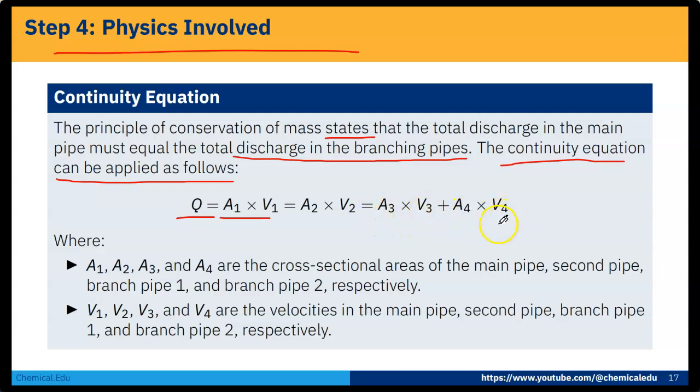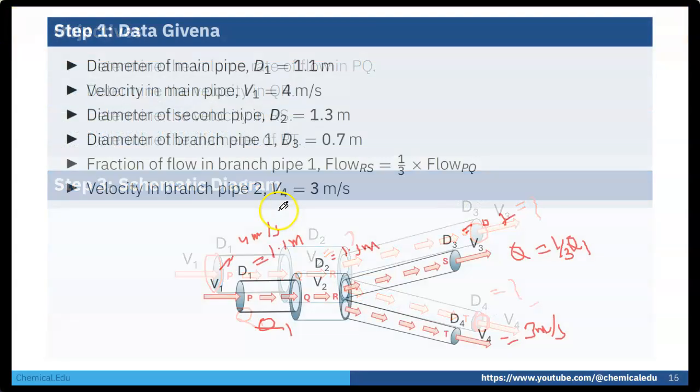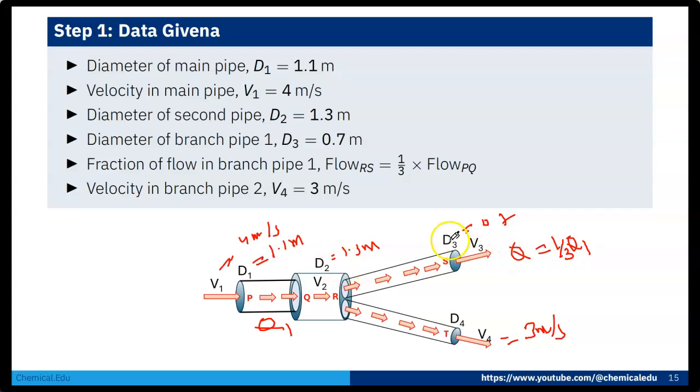A1, A2, A3, A4 are the cross-sectional areas in the main pipe, second pipe, branch pipe 1 and branch pipe 2 respectively. And V1, V2, V3 and V4 are the velocities in the main pipe, second pipe, branch pipe 1 and branch pipe 2 respectively. Now, the diameters D1, D2 and D3 are given.